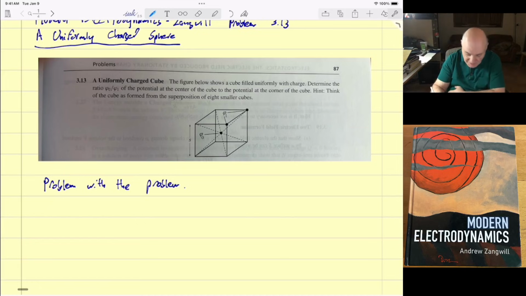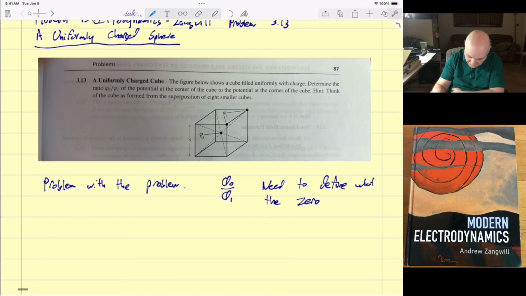The difficulty is that it wants to know the ratio of phi 0 over phi 1. Now, as you remember from electromagnetism, the potential is not determined. Even in static electromagnetism, you can always add a constant to it. So how do we know? In order to make this problem well defined, we need to at least define what the zero of the potential is.